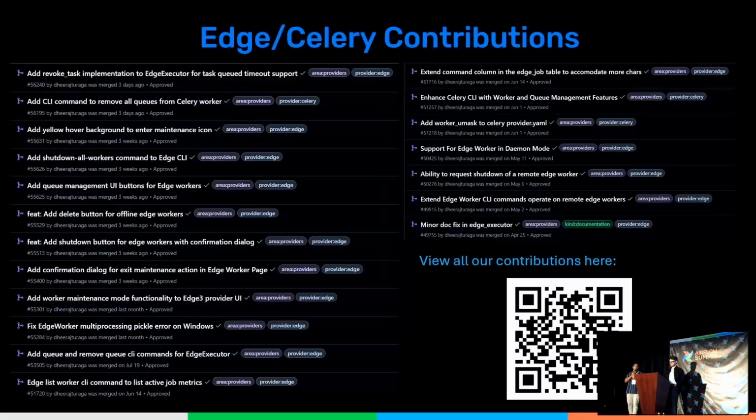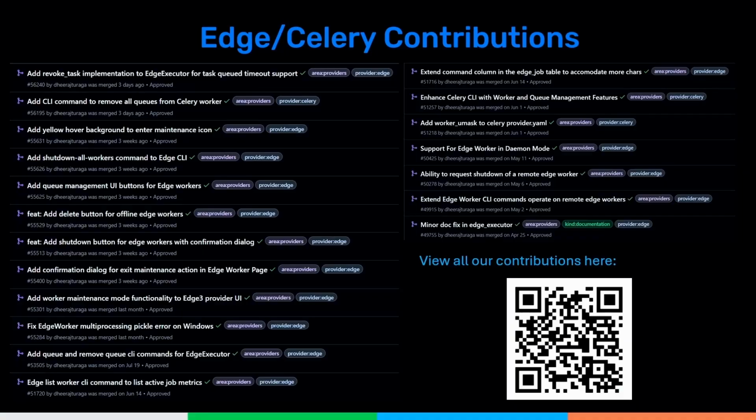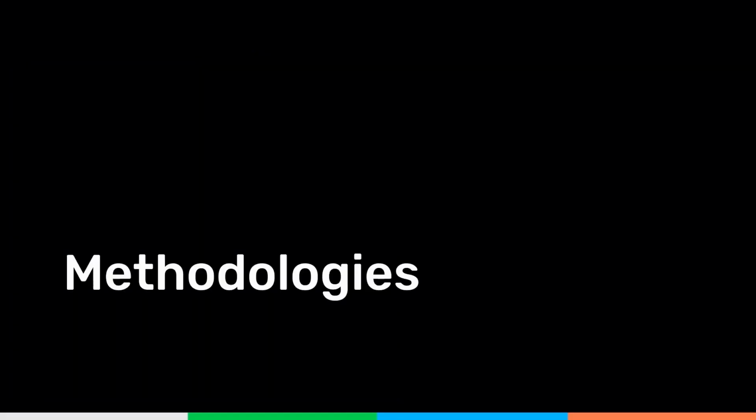So at this point, I'm going to hand it over. Oh, I forgot about that. In order to get all of this working, we needed to make several enhancements to Celery and Edge. These are all of the enhancements that we have been able to contribute back to Edge and Celery. Apart from that, we made a bunch of other contributions as well. If you're interested, you can scan the QR code. Okay, I'm going to hand it over.